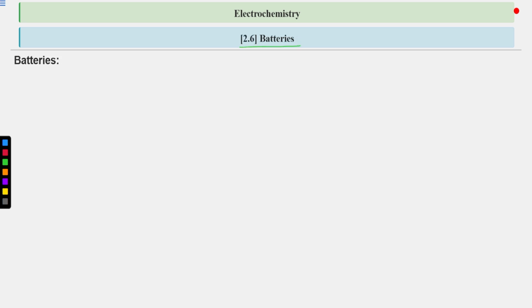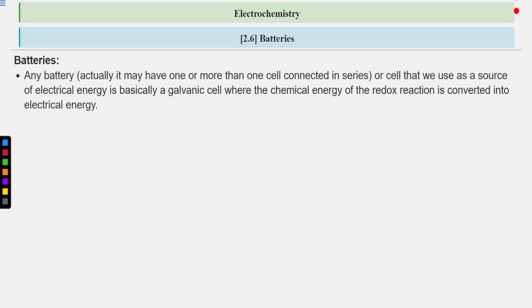So let's start with our first topic, batteries, which is section 2.6 marked in our NCERT textbook in the electrochemistry chapter. Any battery may have one or more than one cell connected in series. A cell that we use as a source of electrical energy is basically a galvanic cell, where the chemical energy of the redox reaction is converted into electrical energy. This is the basic definition of the cell which we have covered in the first or second lecture of the theory part of electrochemistry, right?